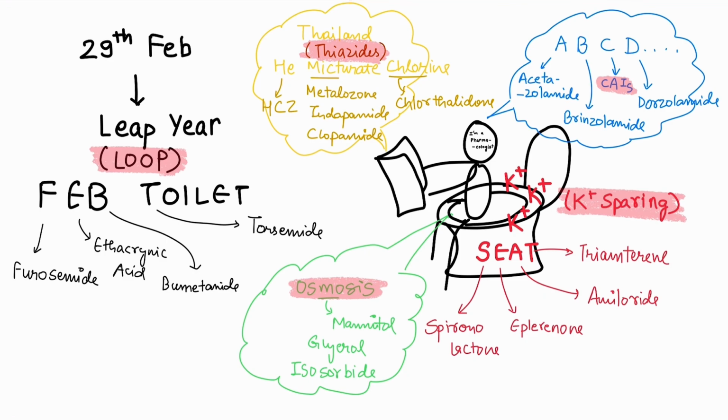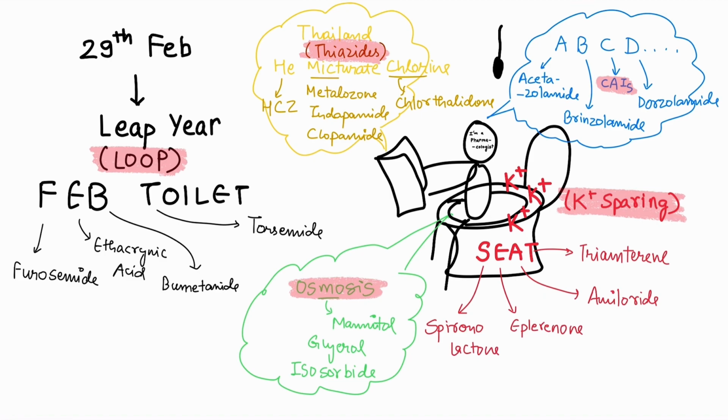Now, at last, you were about to flush your toilet seat, and you were quite disappointed with what was in the seat, and you applied your pharmacologist mind and you remembered a phenomenon known as osmosis. I don't know why I'm telling you this, but osmosis remembered. Anyhow, in osmosis you remember mannitol, glycerol, and isosorbide. There's no mnemonic for this osmosis, so remember it as it is, right?